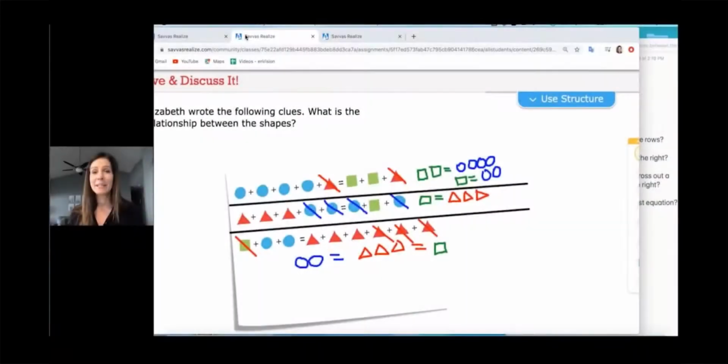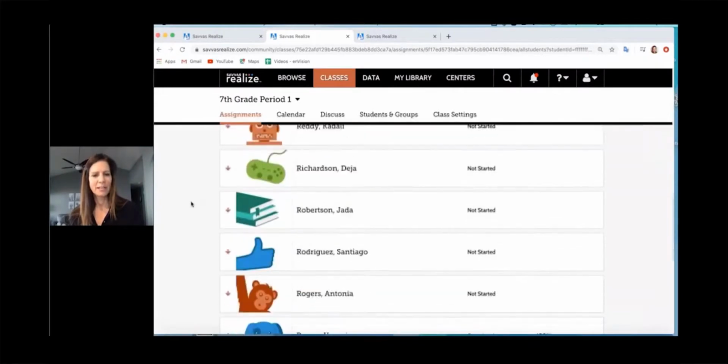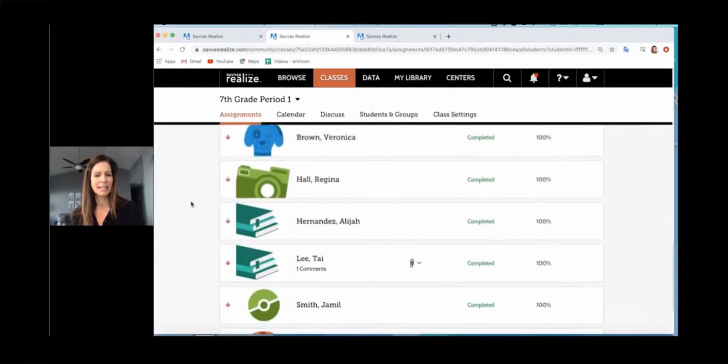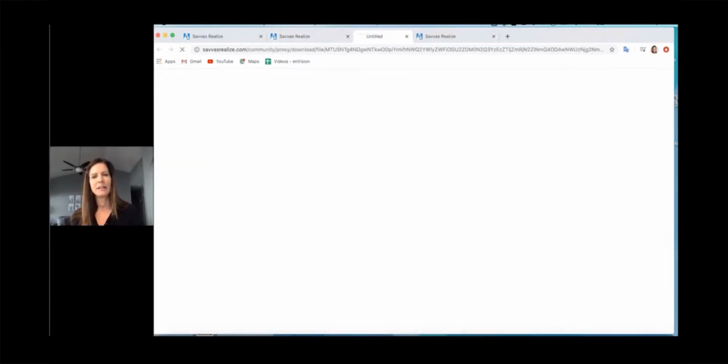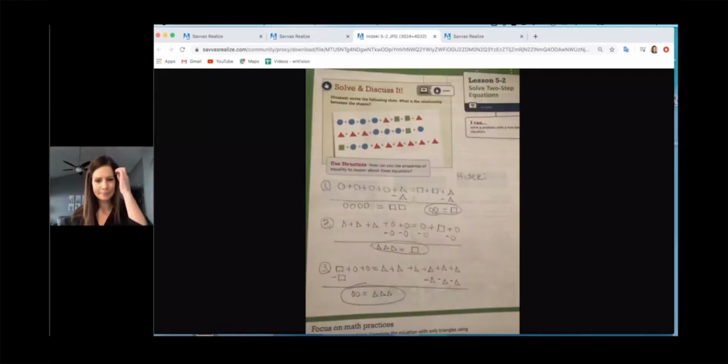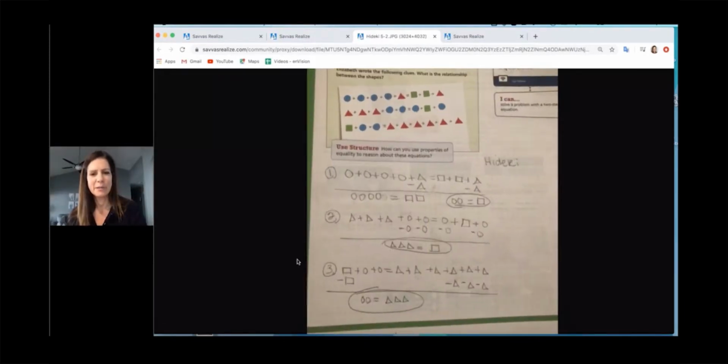Okay, great. Sounds like we had some fantastic discussion going on. Let's go ahead and pull up another student's work. And now I want to take a look at Hideki's work. So Hideki's down here. Looks like Hideki did an attachment for the work that she submitted. Okay, so let's take a look for a moment at some of the things that Hideki turned in.